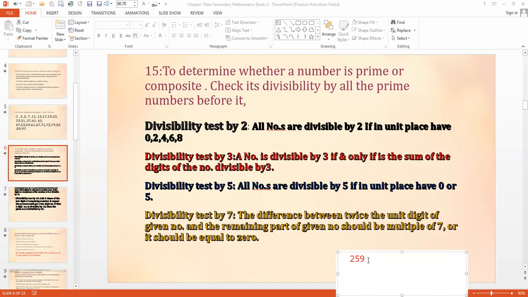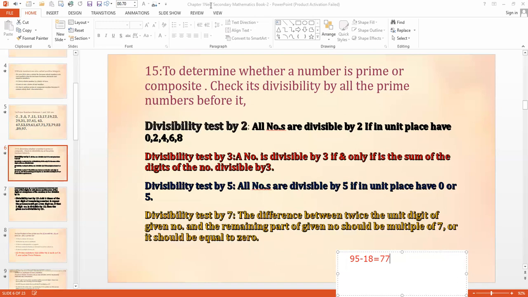Now I have to take a bigger number, that is 959. At the unit place 9 is given. When I double 9, what will be my answer? My answer is 18. And now I have to subtract 18 from 95. So my answer is 77. Is 77 divisible by 7? Yes. This means this number 959 is divisible by 7. Now I think it is clear? Clear to all? Very good.